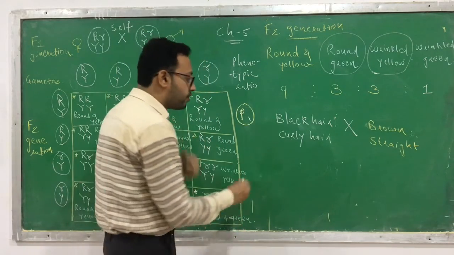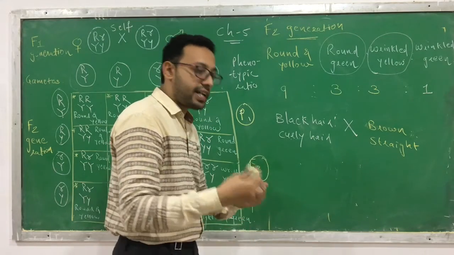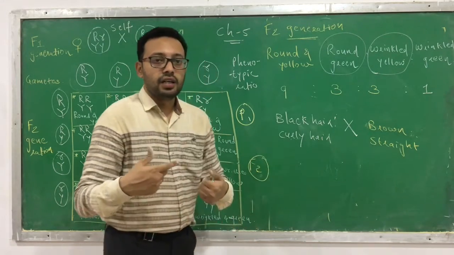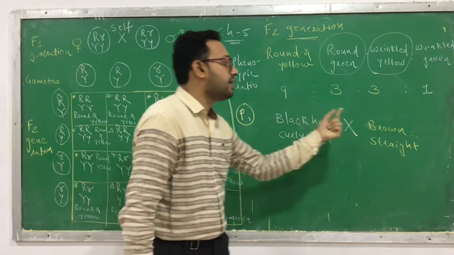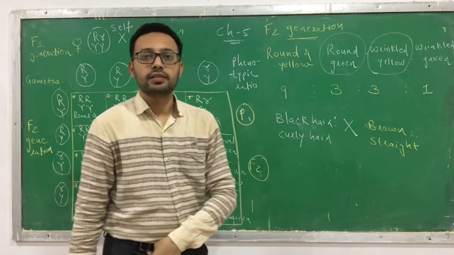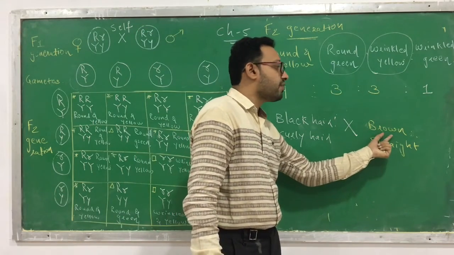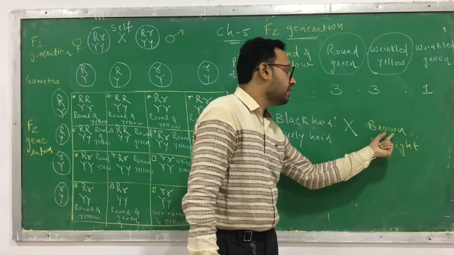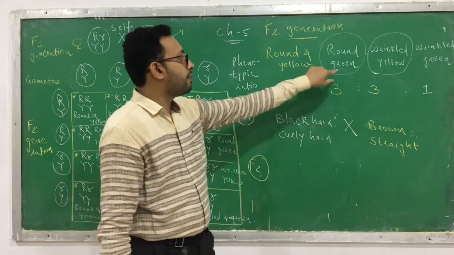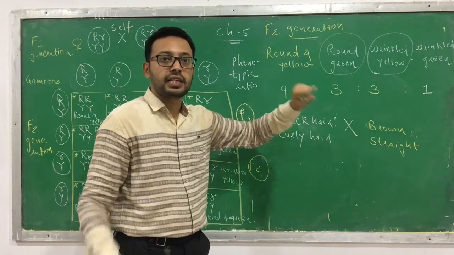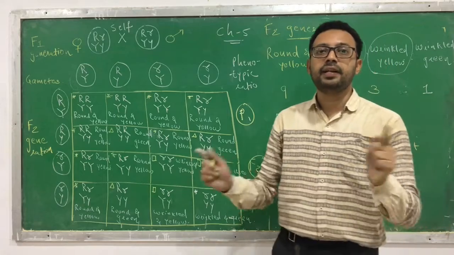If you see the F2 generation, in the F2 generation there are chances that a human is produced which has black hair and straight hair, and even a possibility that a human is produced which has brown hair with curly hair. So this happens, which means that the assortment occurs independently.